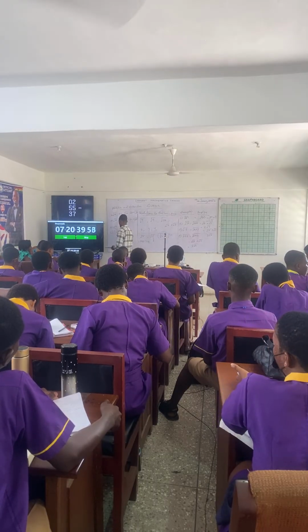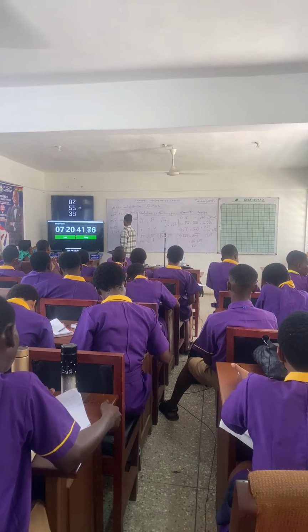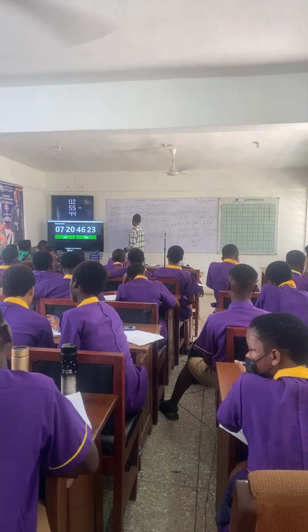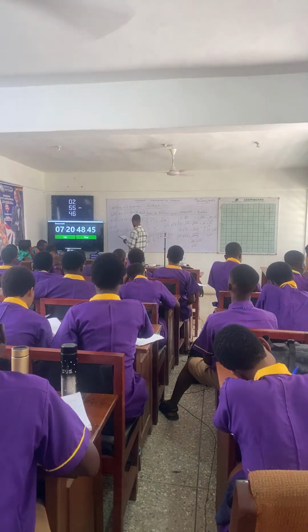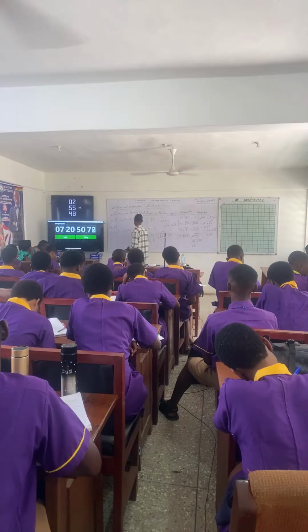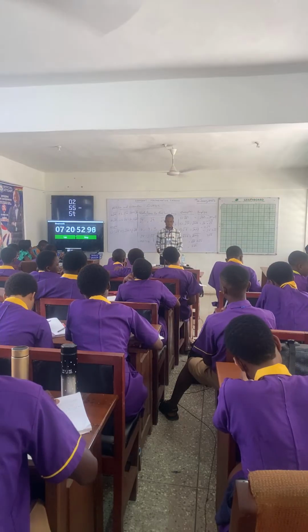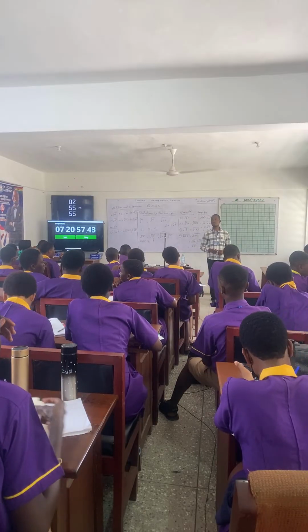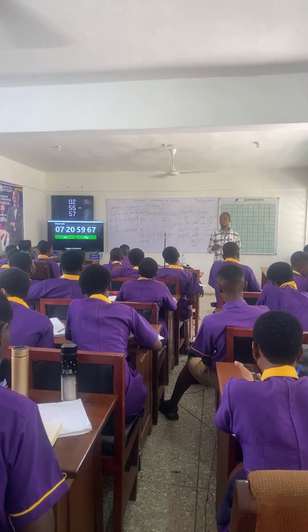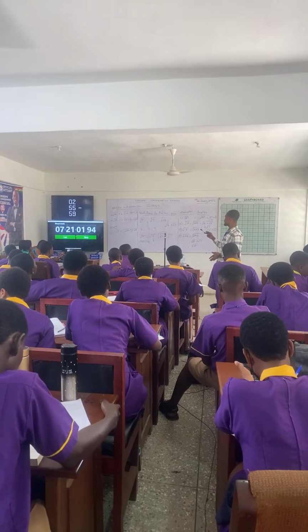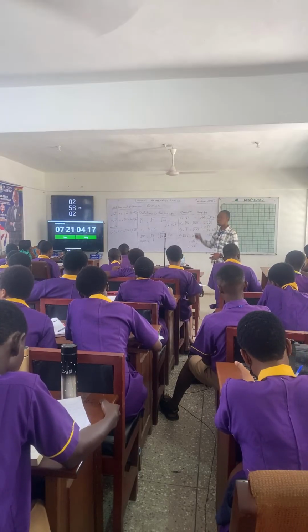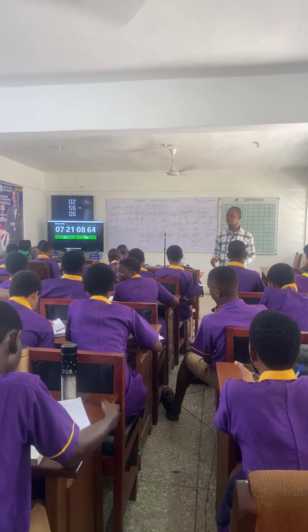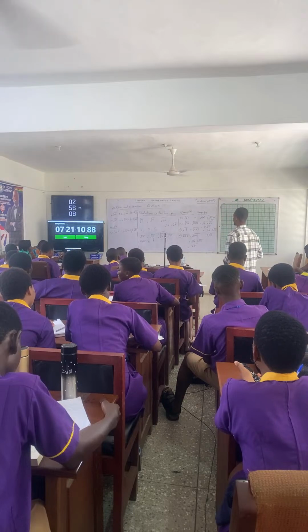Three root 8 plus 3 root 200 plus 2 over 3 root 162. So first of all, we need to simplify the roots. None of the roots are the same, so we cannot apply the addition concept yet. So first we need to do what? Simplify the roots.